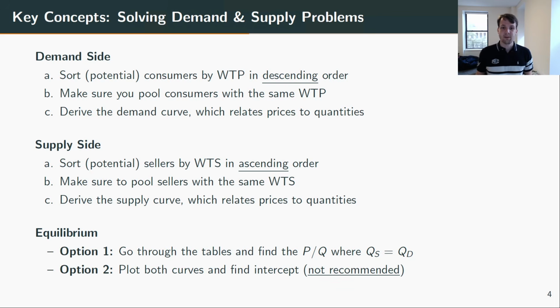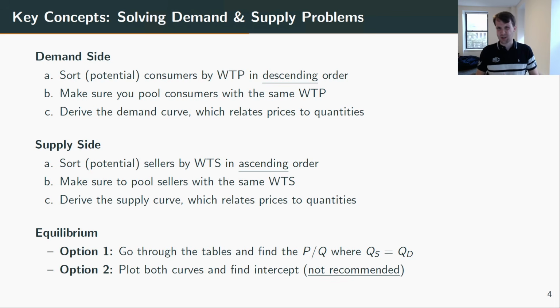And then we derive the demand curve, which simply relates quantities to prices, right? And that's half of the job done. Then we do the same for the supply side, but since supply is the mirror image, we sort sellers by ascending rather than descending willingness to sell, right? Whoever has the lowest willingness to sell, who's the most efficient, should be the first to sell. We make sure that we pool sellers with the same willingness to sell, and then derive the supply curve, which relates prices to quantities, but in terms of the supply rather than the demand.